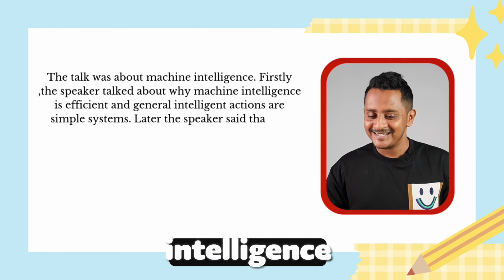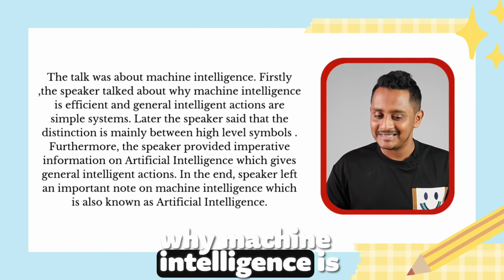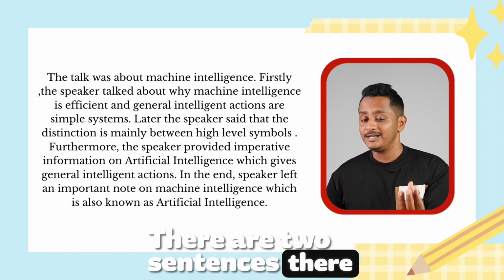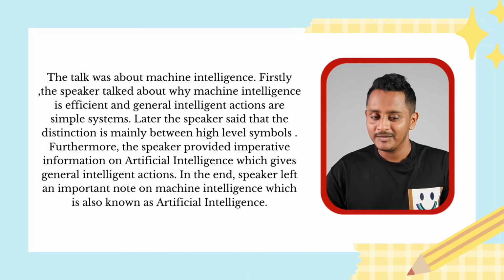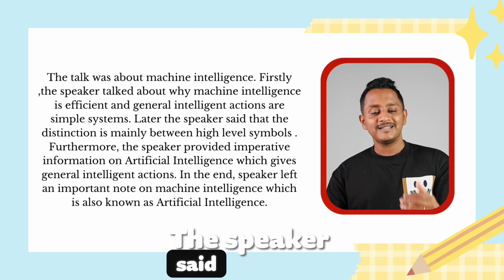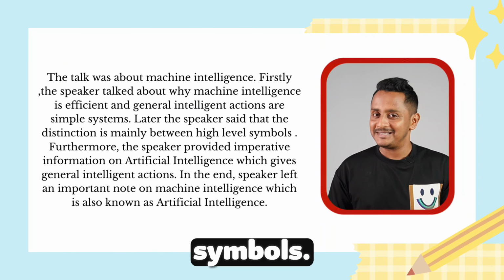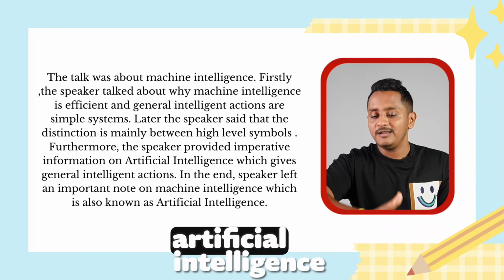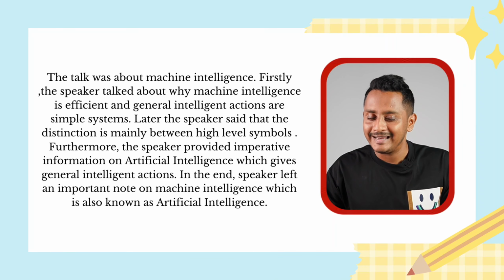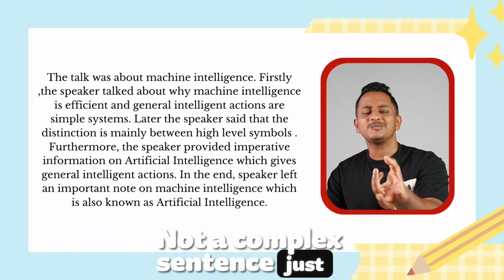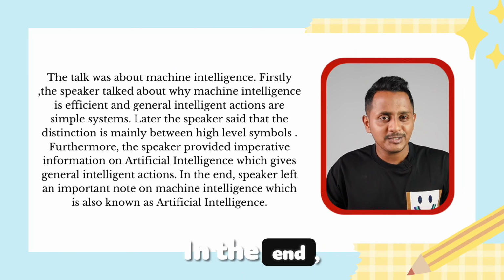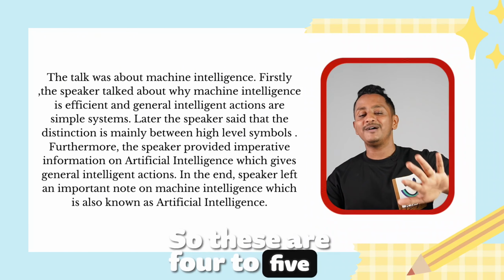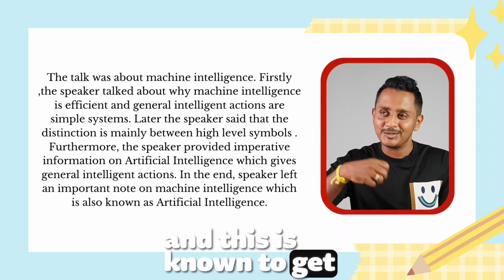The talk was about machine intelligence. Firstly, the speaker talked about why machine intelligence is efficient and generally intelligent actions are simple systems. There are 2 sentences there coupled by a connector called and. Later, the speaker said that the distinction is mainly between the high-level simple sentence. Furthermore, the speaker provided imperative information on, that's a template, artificial intelligence, which gives general intelligent actions. Not a complex sentence just because which is there, but it's a sentence. In the end, the speaker left an important note on machine intelligence, which is also known as artificial intelligence. So these 4 to 5 phrases have been written, and this is known to get you a better score.